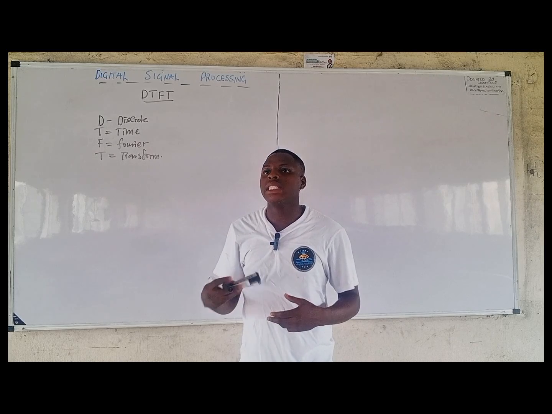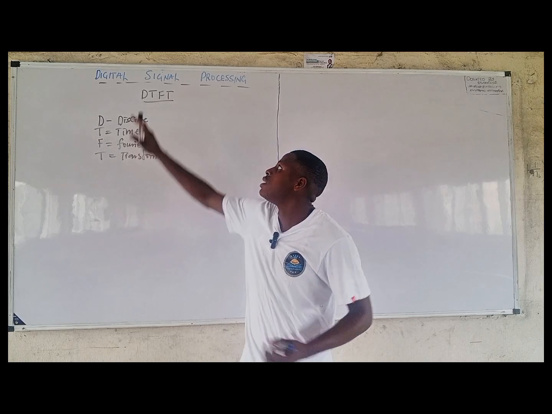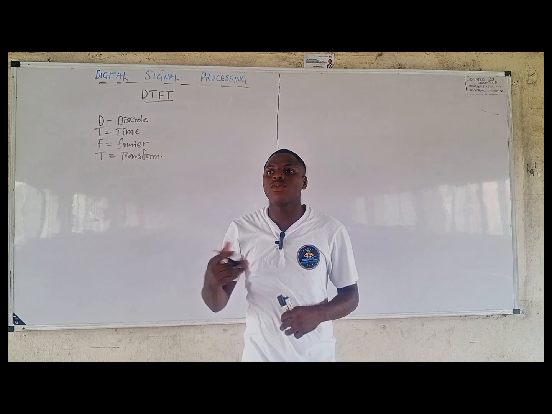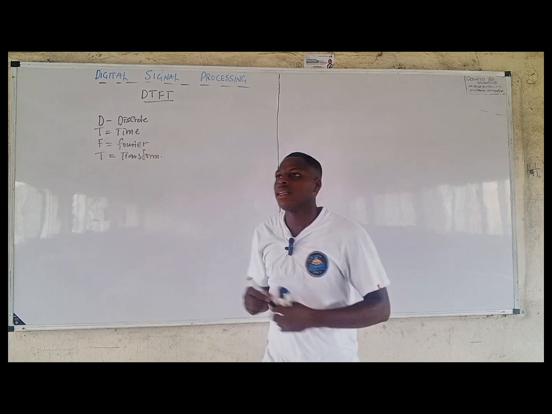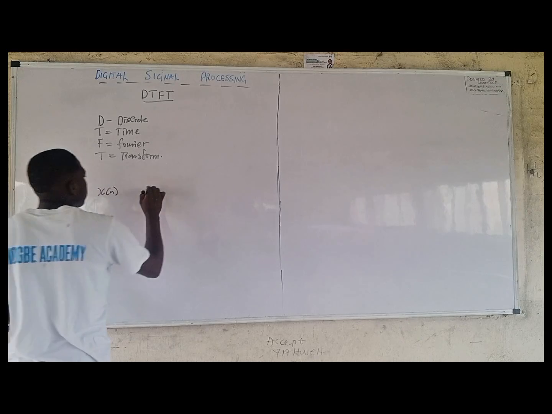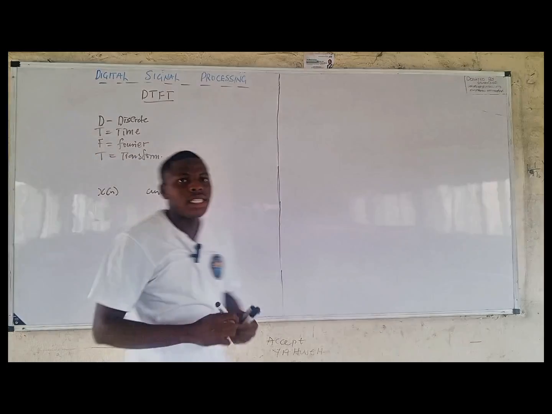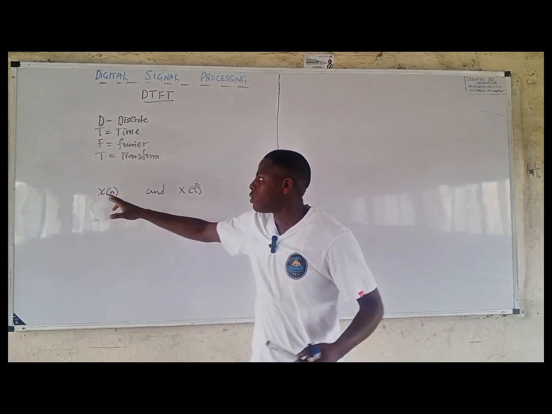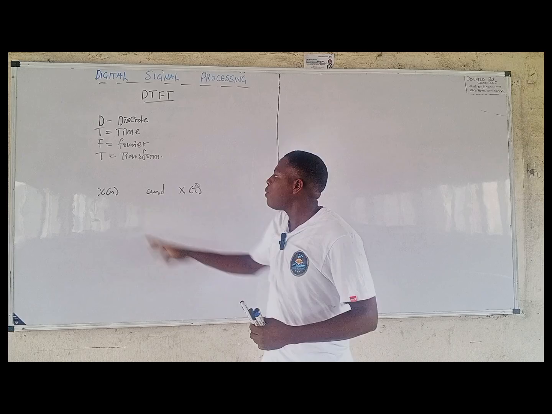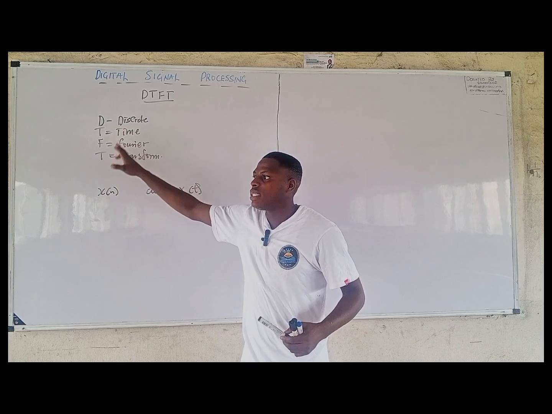Now, when we talk about DTFT, our major interest will be on signals, because we are talking about digital signal processing. So our interest will be on signals. Basically, we have two categories of signals. The first category is s(n), and the second category is s(t). These are two categories of signals. This is a discrete signal, and this is a continuous signal.